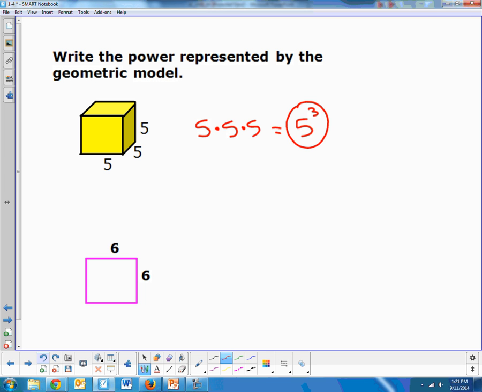Similarly, for the bottom, we've got a square. So if we were going to represent that as a power, the area would be 6 squared, or 6 to the second power. And that's all you need to write for those type of problems.